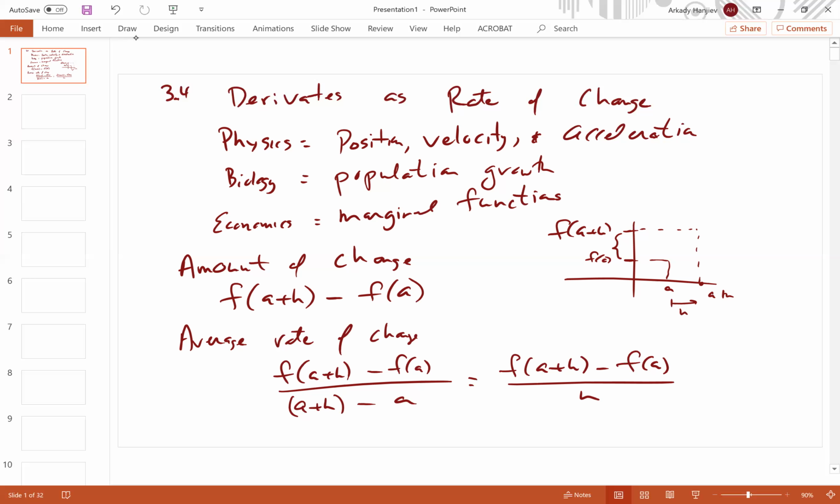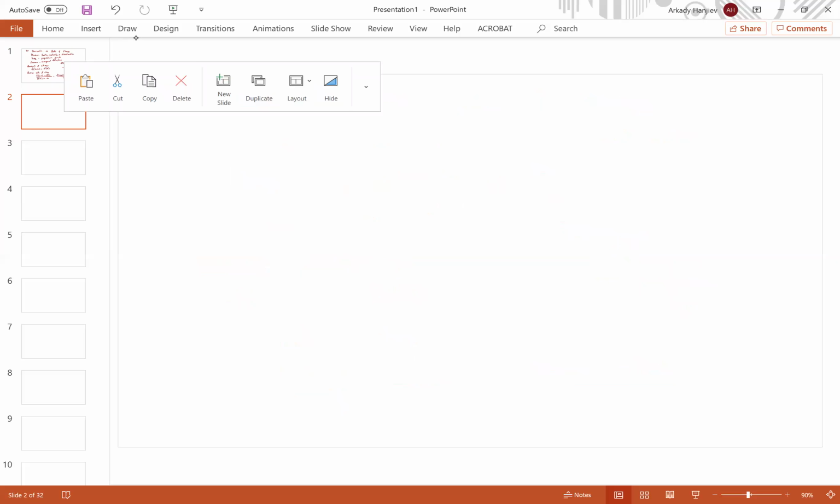Okay, so then the next little piece here. Tell me if you agree or not. Oh, so that's the average rate of change. Instantaneous rate of change, which is what calculus is all about here.